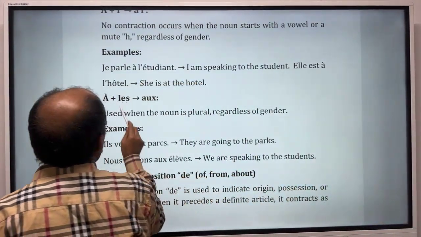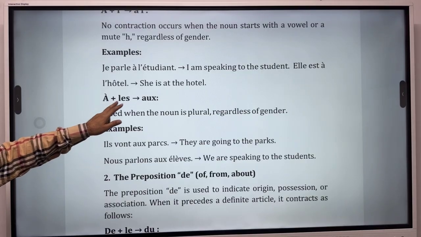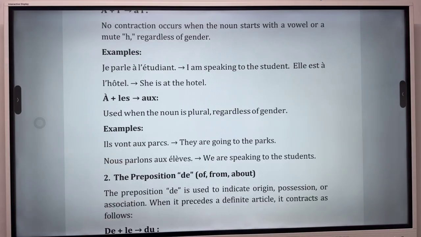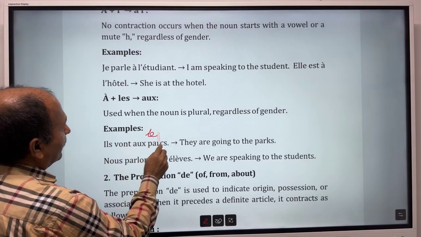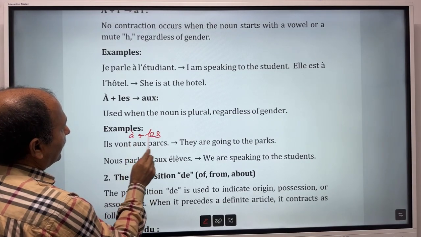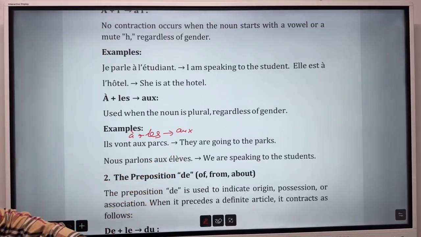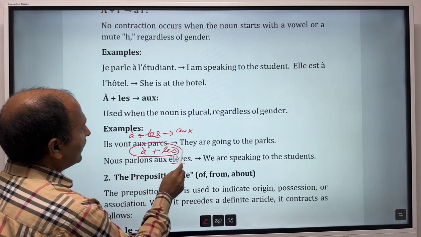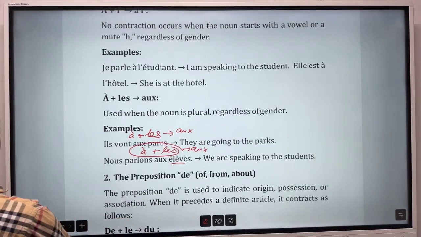À plus les. So plural words we have to consider for this, wherever the definite article les is used. Like ils vont aux parcs. Here parcs takes les, and before it when we write à, that becomes aux. Ils vont aux parcs, they are going to the parks. Nous parlons aux élèves. Élèves is plural, its article is les, and when it combines with à, it becomes aux. We are speaking to the children.